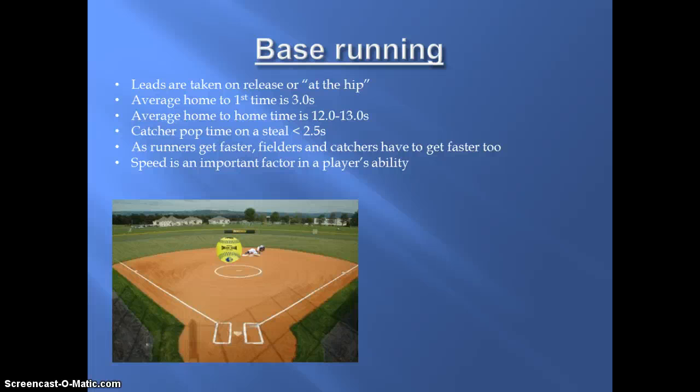Pop time refers to the time it takes for a catcher to receive the ball and throw the ball down to second base. As runners get faster, fielders and catchers have to get faster too, and speed is an important factor in a player's ability.